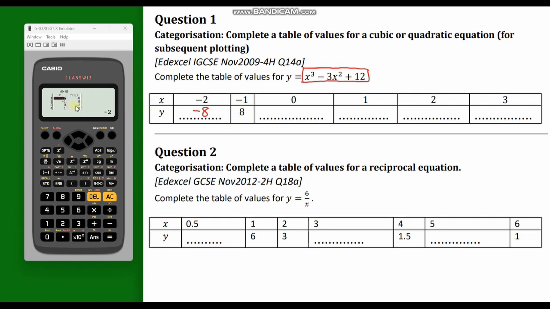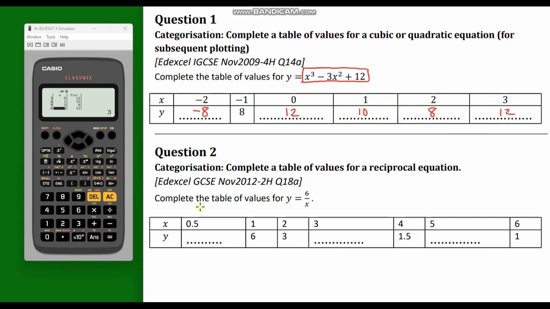When x equals 0, y equals 12. When x equals 1, y equals 10. And then we're just going to need to go down. So if we press the down arrow key, when x equals 2, y equals 8. And finally, if we go down once more, when x equals 3, y equals 12. So you can see it's a nice way of doing a table of values. It does take a bit longer to write in the expression to begin with, but once you've got that, it's much quicker to get your answers.